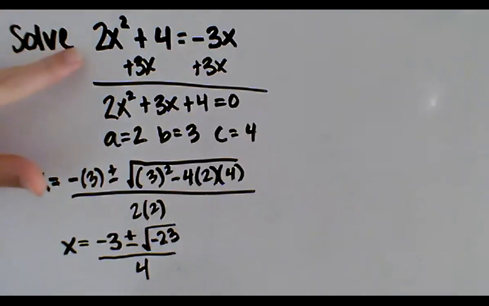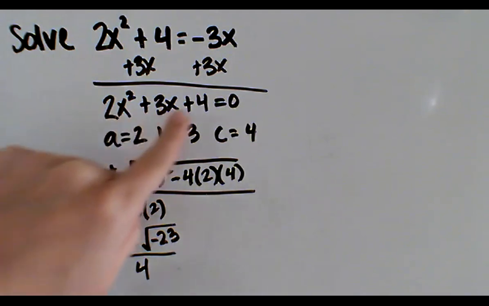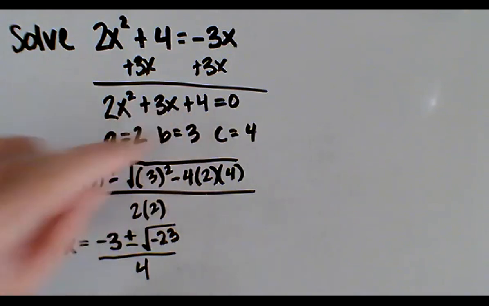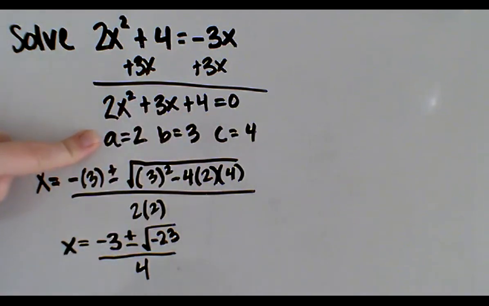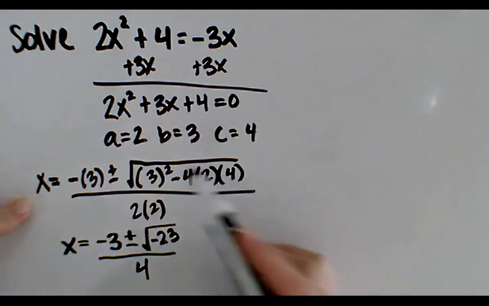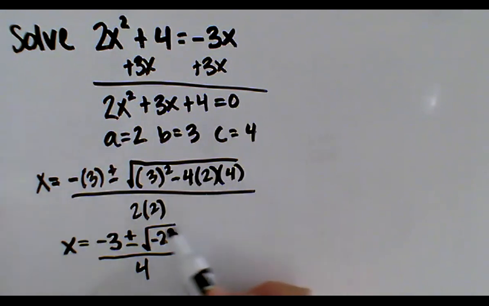So in this example, they asked us to solve 2x squared plus 4 equals -3x. So step one was getting it into standard form by adding 3x over. Be careful that you put it in the right order. Remember, bx has to go in the middle. I identified a, b, and c and substituted those values in, and I started simplifying the part underneath the square root, and I got to here.